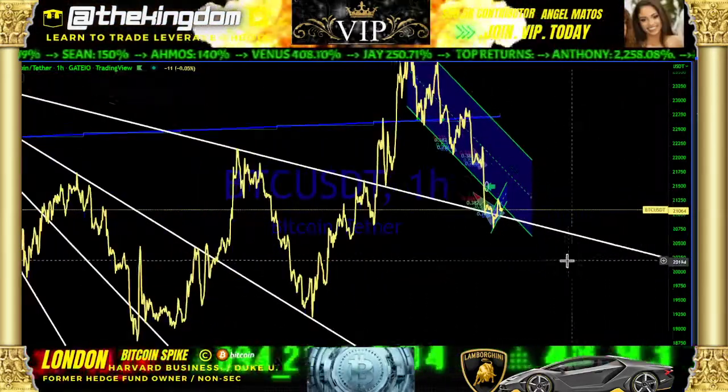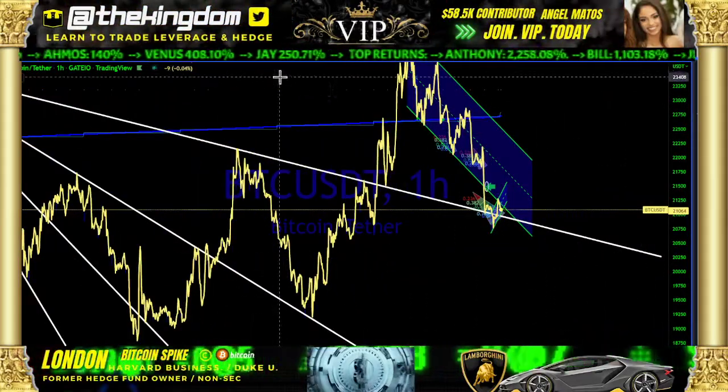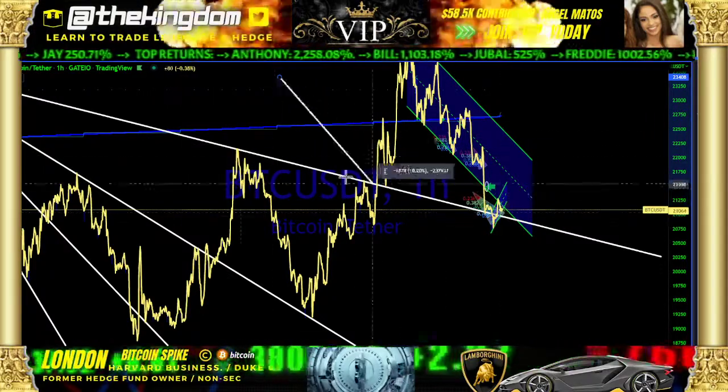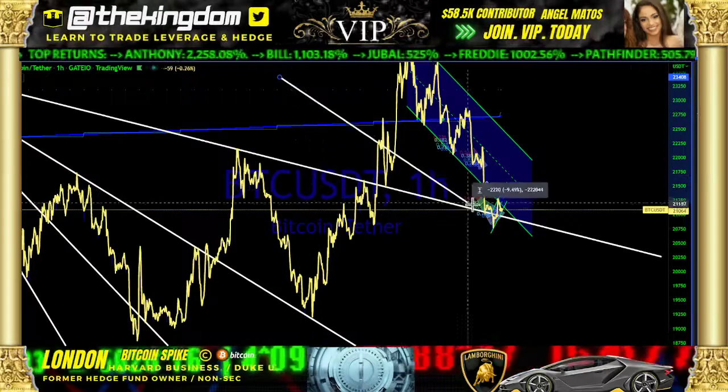Huge update for Bitcoin. This is London with Bitcoin spike. Yesterday, I identified this level of resistance flip to support. I'd let you know this was a pickup in the making.